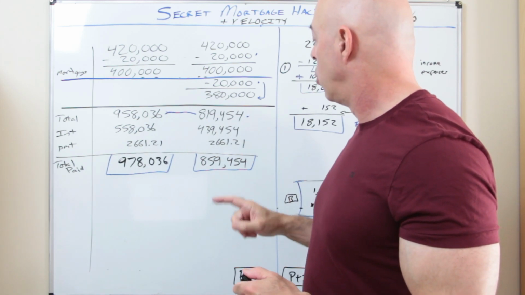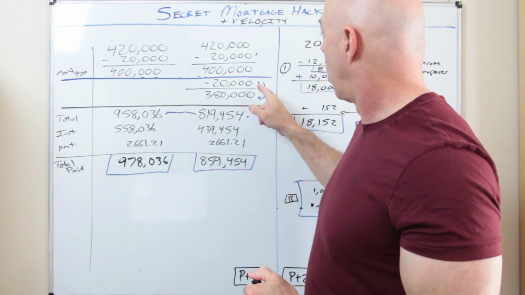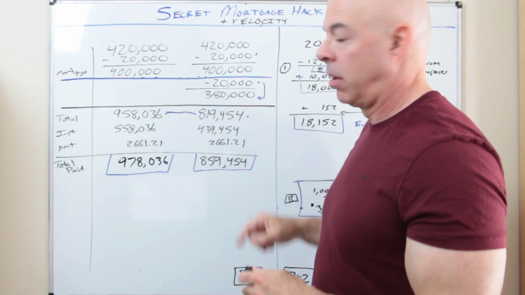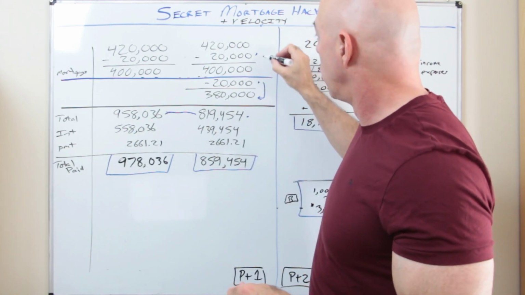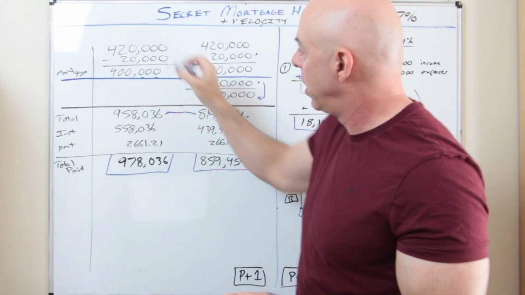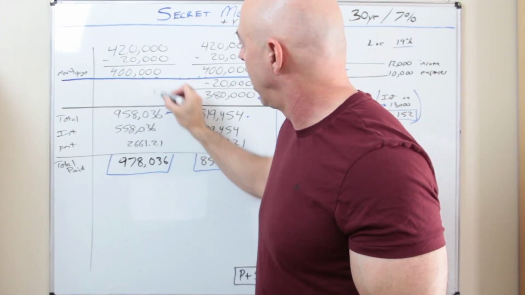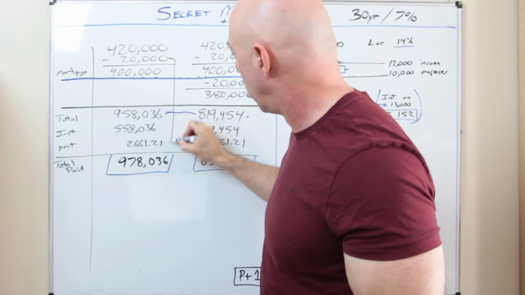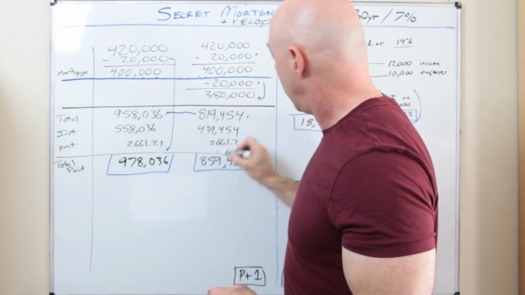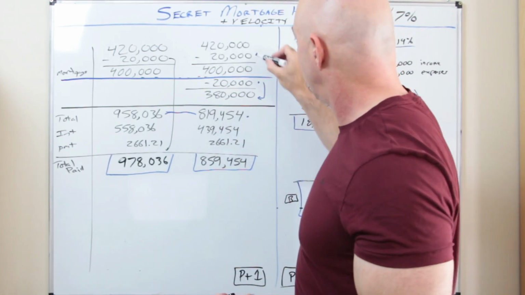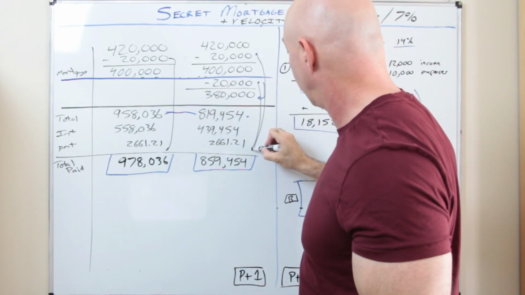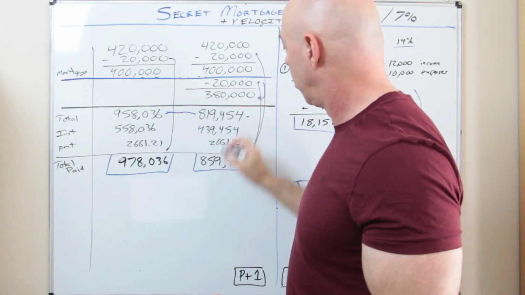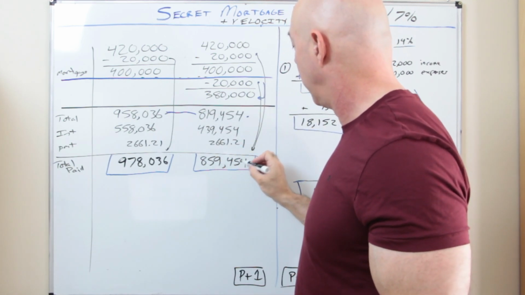However, you added in $20,000, right? Because you made a $20,000 payment. You also made a $20,000 down payment. So in this example, you took your $958 plus your down payment of $20, and you came up with $978. In this example, you take your $819 plus your $20 down payment plus your extra payment, so that's $40. $819 plus $40 is $859, $454.